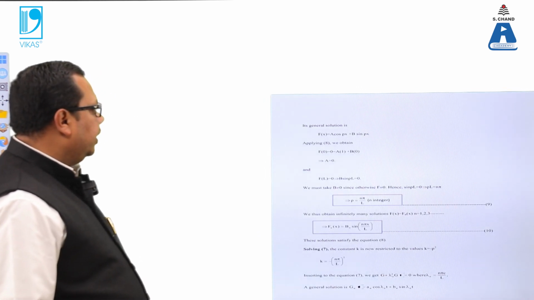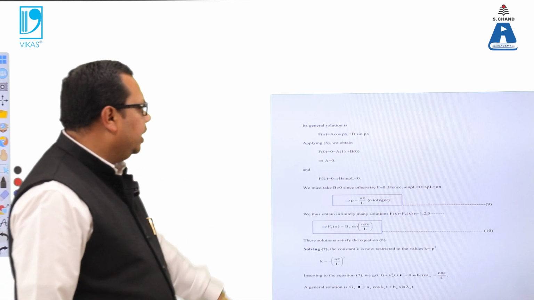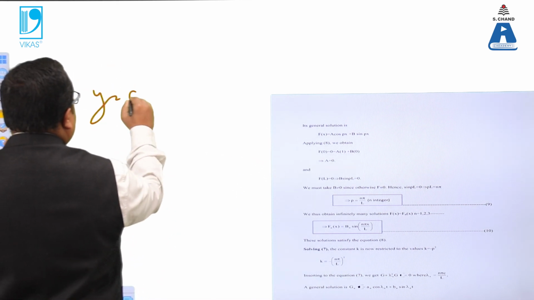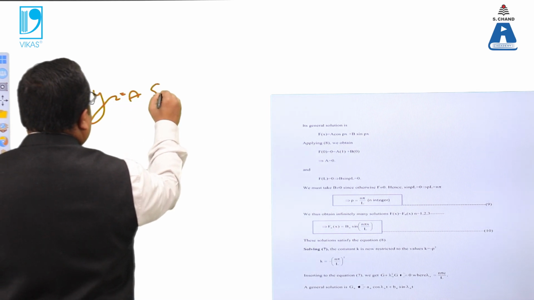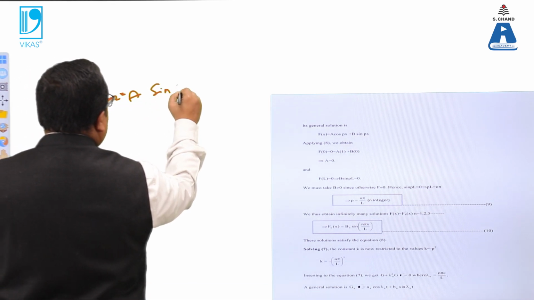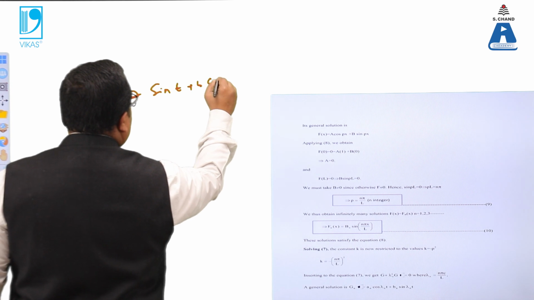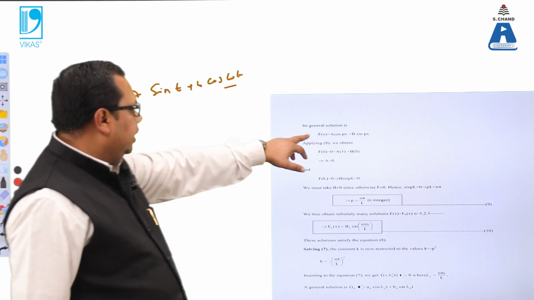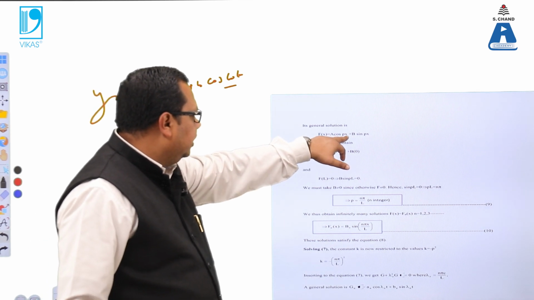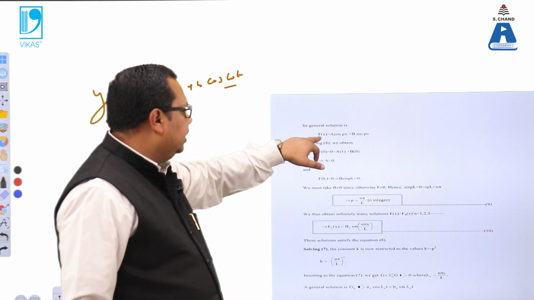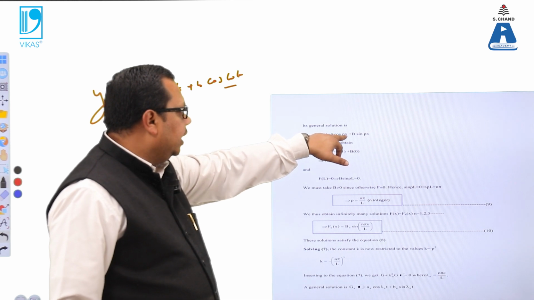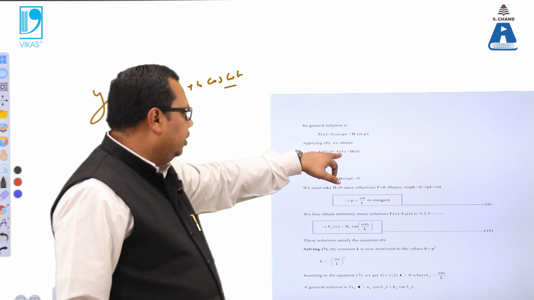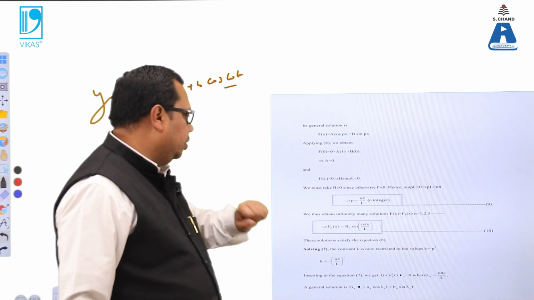In general, f(x) is equal to a cos px plus b sin px. What we have discussed here, I give you a different example: y is equal to a sin omega t plus b cos omega t. We can take it like this also, so different variables are taken. This is p, x, this is a, and this is b. So we can see a cos px plus b sin px. Applying f(0), it will be 0: a into 0 plus b into 1, so a is equal to 0.